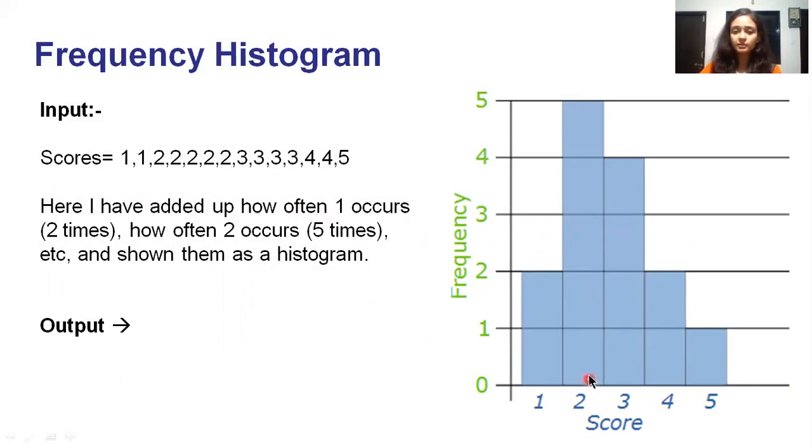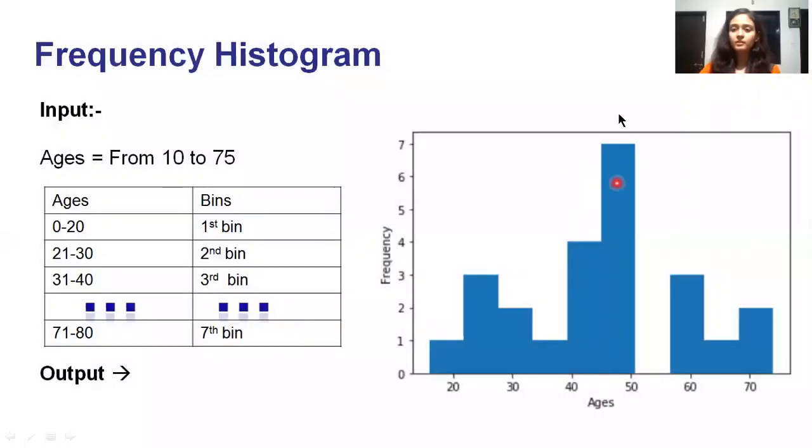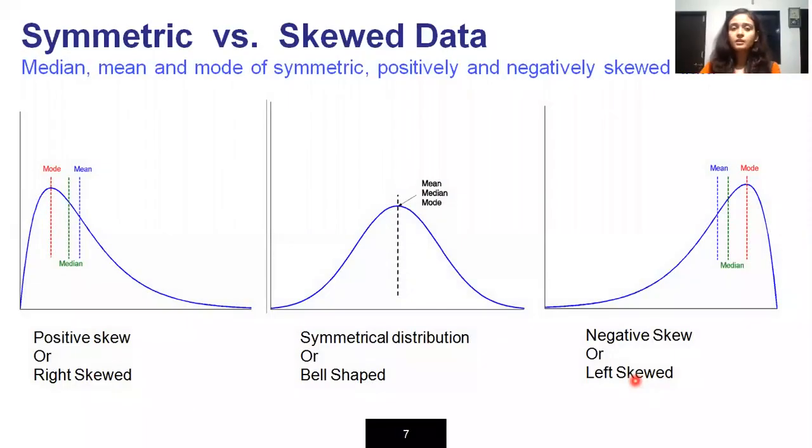So it is my number 2, because number 2 is occurring very frequently and it is occurring the maximum number of times, that is 5. So over here, the age occurring very frequently in the data set is around 45 to 50, I can say. So this is what my frequency histogram is. Now we have to study the different shapes of the histogram. So this one is symmetric versus skewed data.